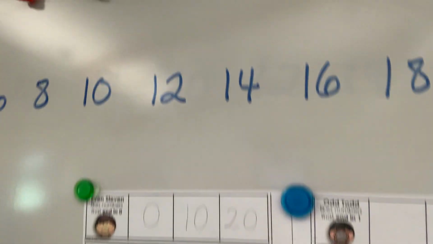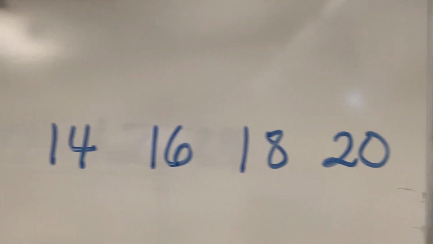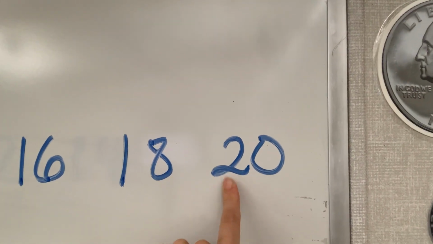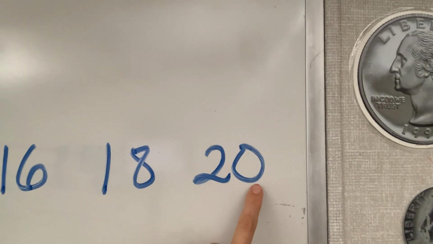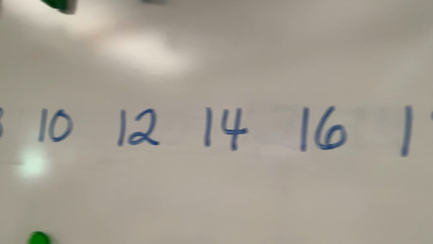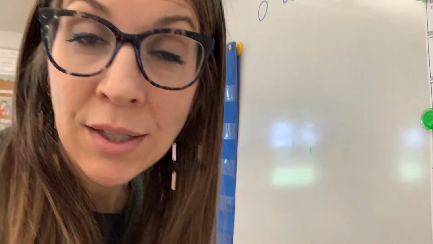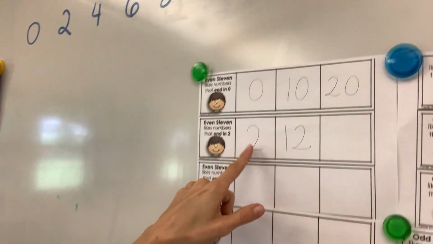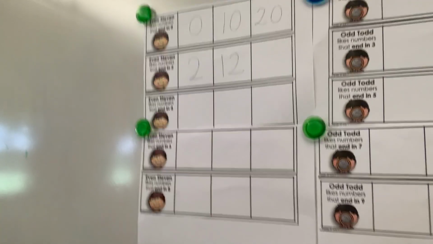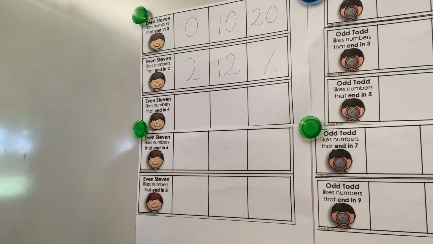Let's see if we find one more. Is there another one that finishes with a number 2? Oh, this one? No, this one begins with number 2, but it doesn't end. Remember, it ends with 0? So no, there's no other numbers. When we count from 2 to 20, there's only a 2 and a 12 that end with number 2. Very good. So we're not going to put anything right here. You can put a cross.